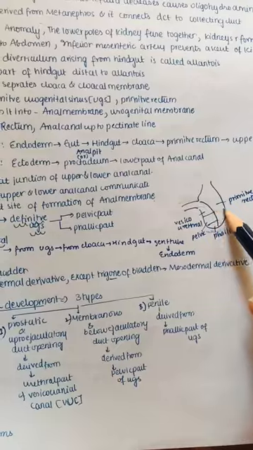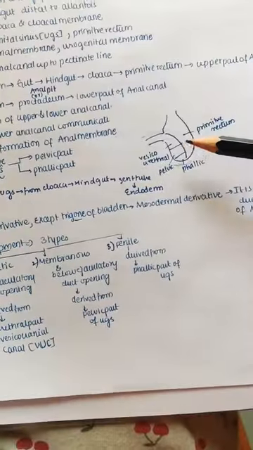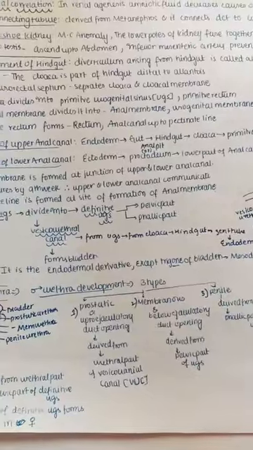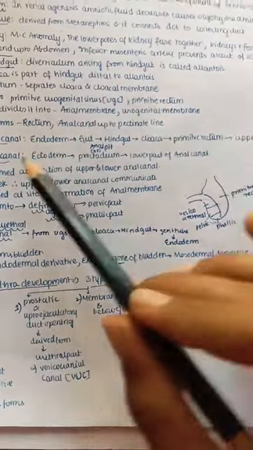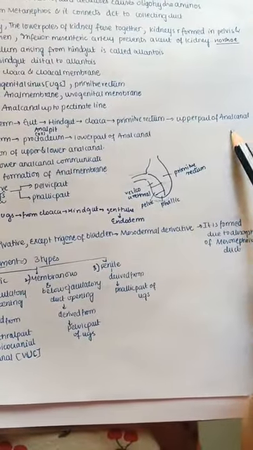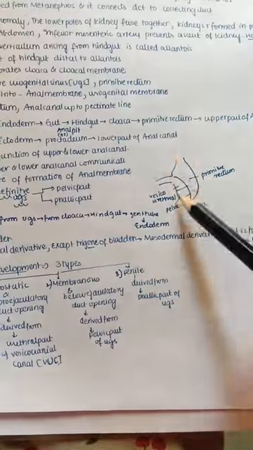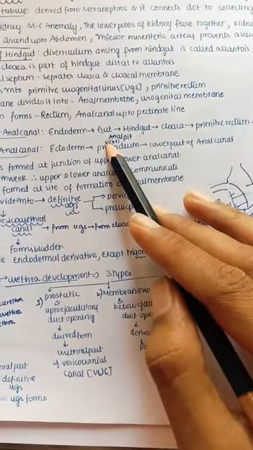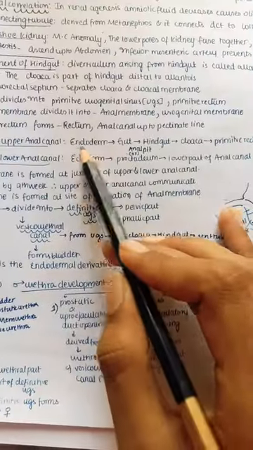Actually, the pectinate line forms here. Next, the derivation of the upper anal canal. As the pectinate line is formed here, this is the upper anal canal and this is the lower anal canal. The upper anal canal is derived from the endoderm. The upper part of the anal canal is mainly in the primitive rectum area, and this is derived from the cloaca, because the cloaca is a part of the hindgut. The hindgut is derived from the gut, and the gut is of endodermal origin. So we can say the upper part of the anal canal is of endodermal origin.